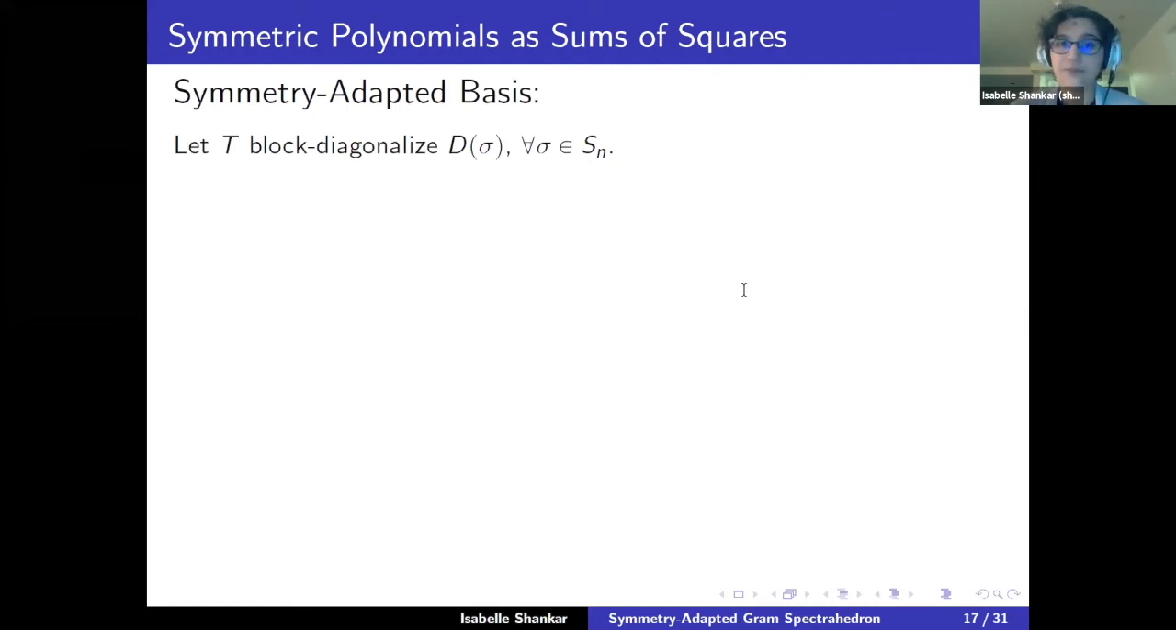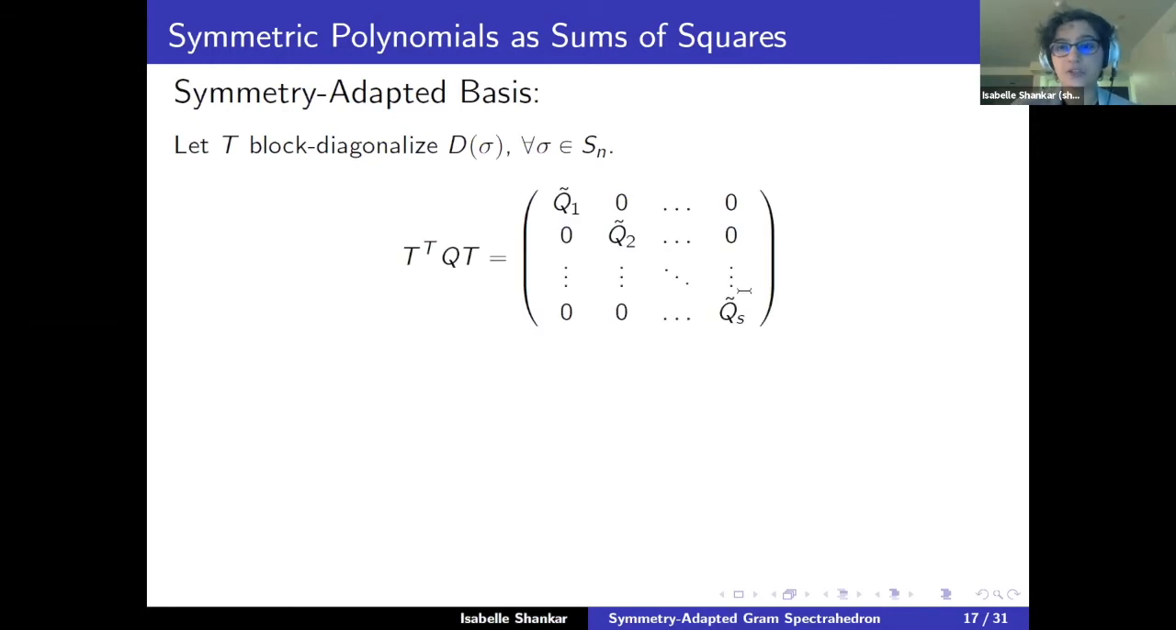Then the next piece comes from looking at symmetry adapted bases. We have this S_n action on the space of degree d polynomials, which has a matrix representation. We can calculate the change of basis matrix T that block diagonalizes our matrix representation. And it turns out that it block diagonalizes our Q as well.